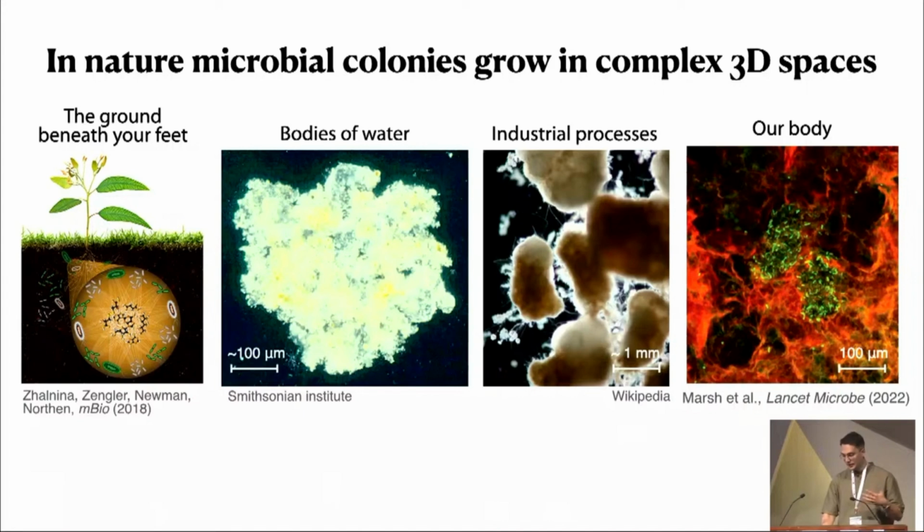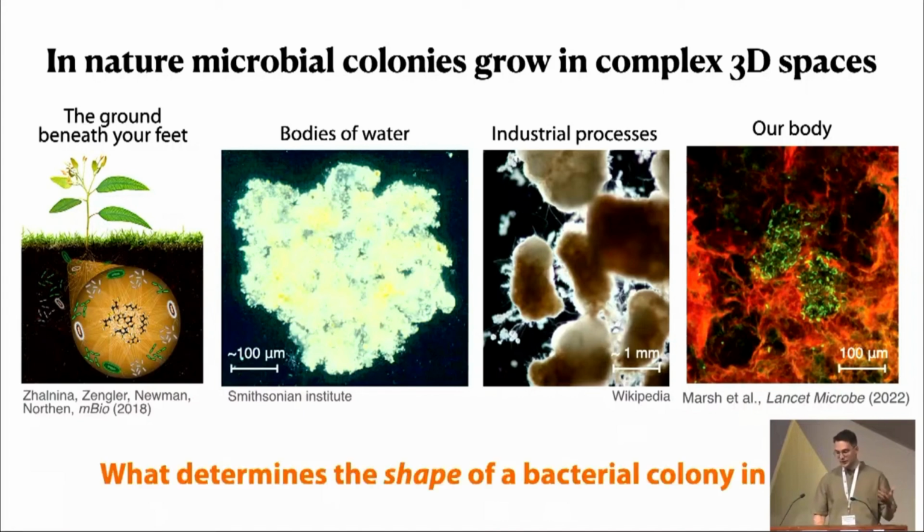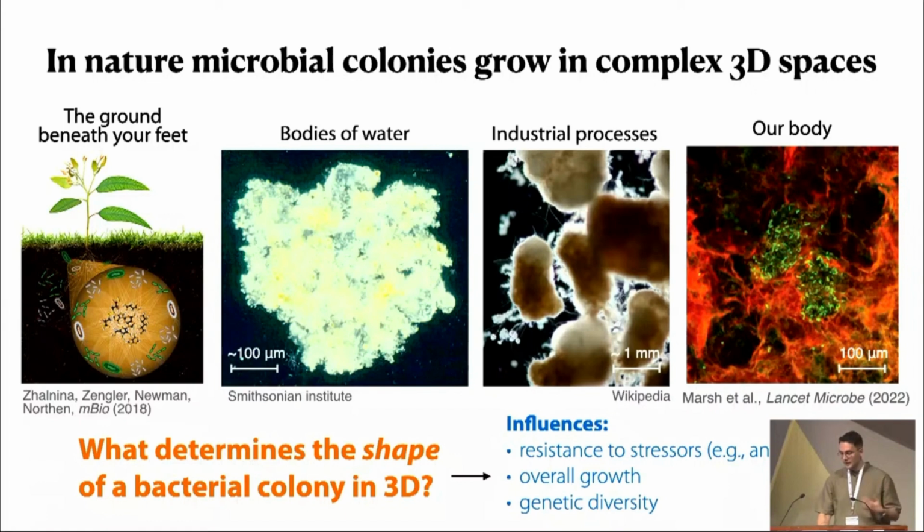So actually the question that we wanted to understand is what determines the shape of a bacterial colony in 3D. And some of the things that we are currently doing is looking at the interplay between these shapes in 3D and, for instance, the resistance to a stressor, like antibiotics, phages, or the genetic diversity, which, if I have time, I can show you some recent results that we have.